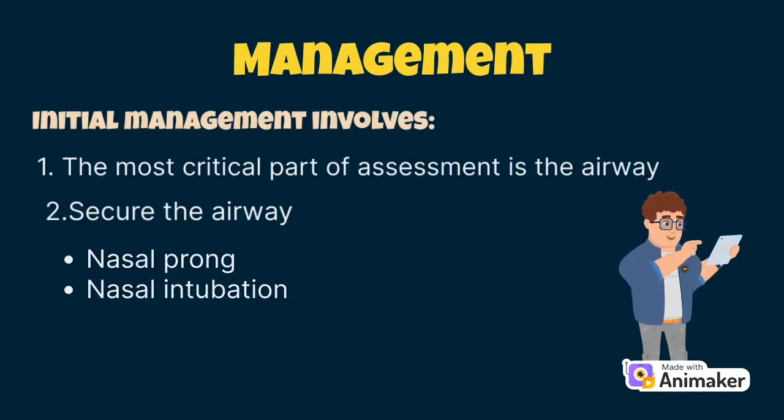Initial management of Ludwig angina involves admission of the patient to the high dependency unit and assessing the patient as soon as possible. The most critical part of the assessment is the airway, as asphyxiation from the airway obstruction is the major cause of death. Secure the airway immediately by delivering oxygen through the nasal prong and nasal intubation. Subsequently, monitor the patient closely for any complications.